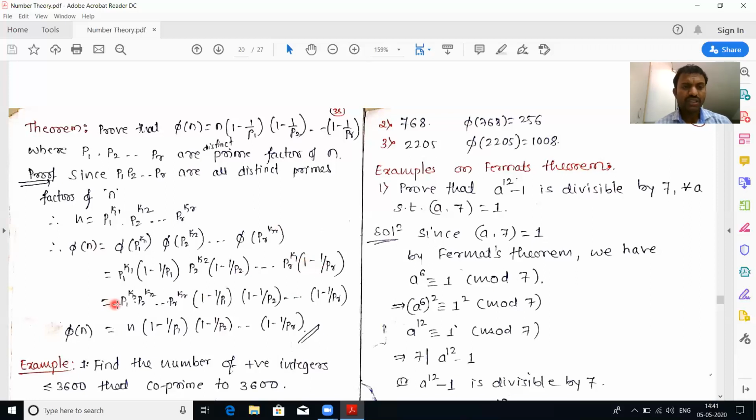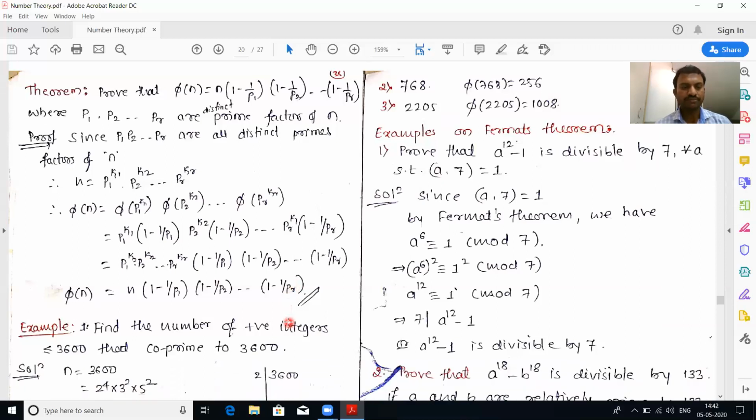Taking these terms one side, p1 raised to k1, p2 raised to k2, pr raised to kr, and these brackets on one side. Now p1 raised to k1 into p2 raised to k2 into so on up to pr raised to kr is equal to n by using this equation, and n into these terms as they are, that is the required result: phi of n is equal to n into 1 minus 1 upon p1 into 1 minus 1 upon p2 and so on up to 1 minus 1 upon pr, where p1, p2, p3 and so on are distinct prime factors of n. Now we'll see an example.